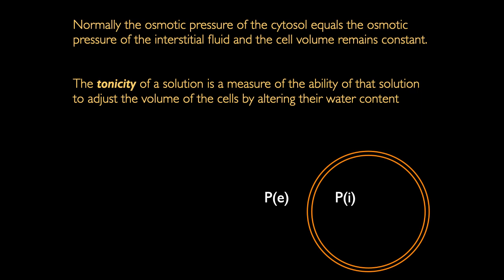Normally, the inside osmotic pressure of the cell is the same as the outside, all right? So the volume of the cell doesn't change. In other words, the word we use technically is that the inside and outside are isotonic.